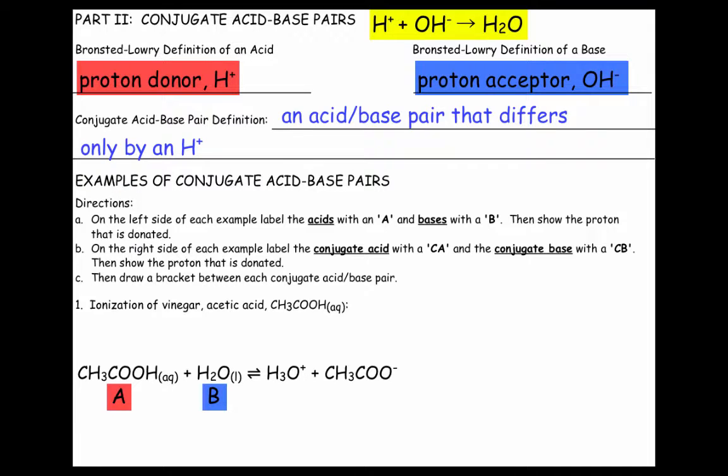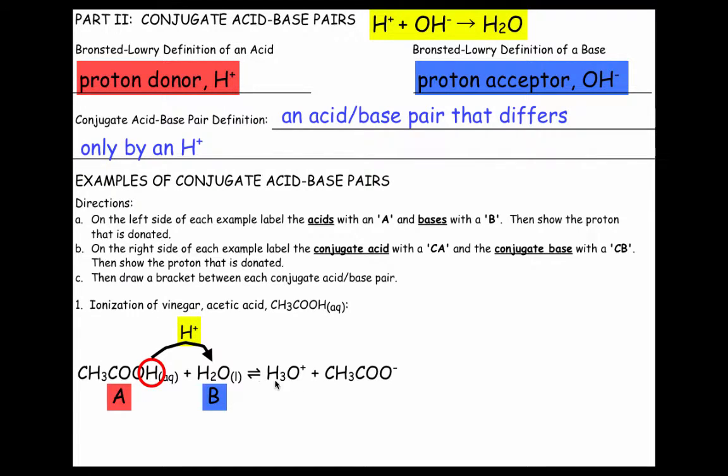Then we want to show the proton that's donated. So we'll circle the H and show it with an arrow, and the base is accepting the H. Now, in the direction on the right side of the example, label the conjugate acid with a Ca and the conjugate base with a Cb, then show the proton that's donated. Now, as you can see down here, this is at equilibrium. So the reaction is occurring in the opposite direction also.